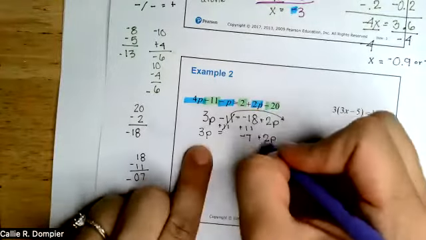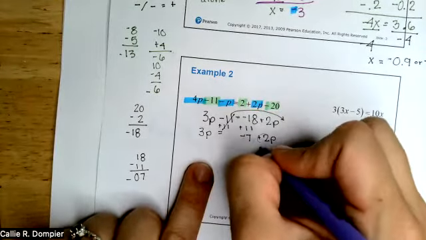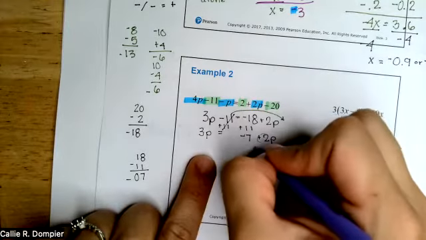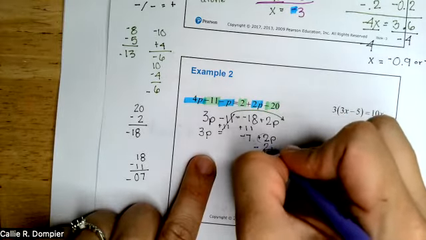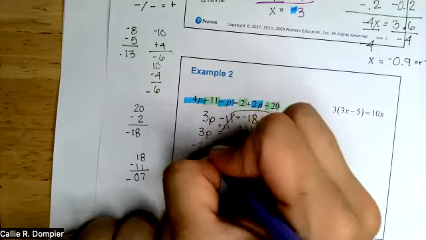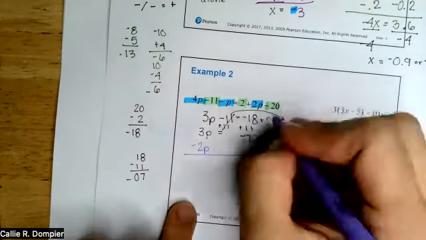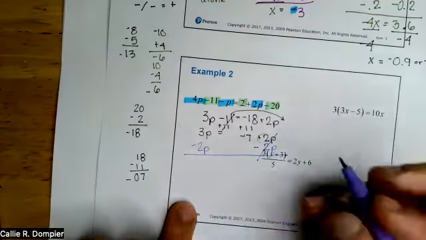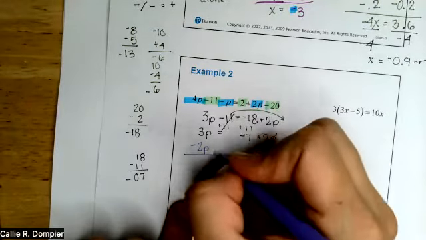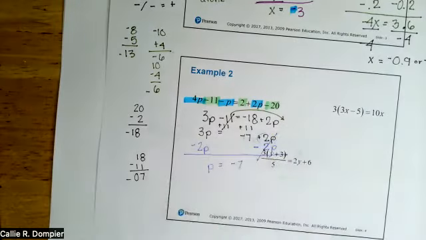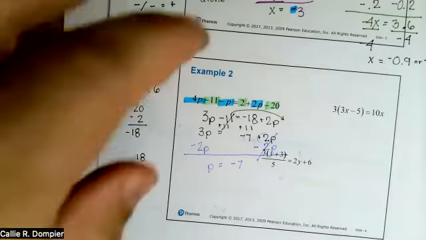Now I want the 2p over here. It's a positive, so to get it over here, I need to do the opposite of adding 2p, which is a minus 2p. Good, so I still have negative 7 over here. 3p minus 2p is just p.